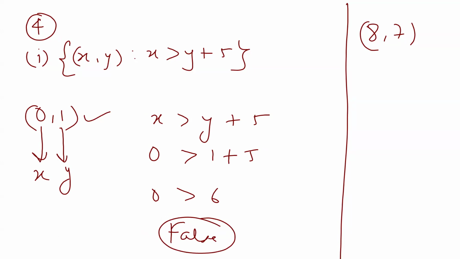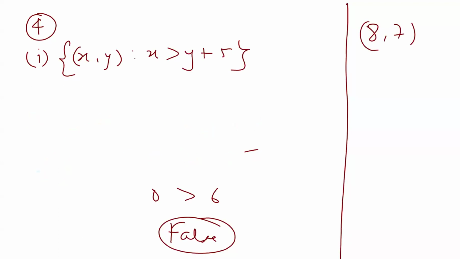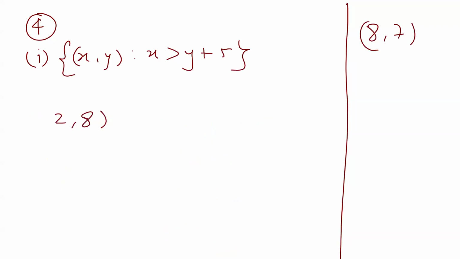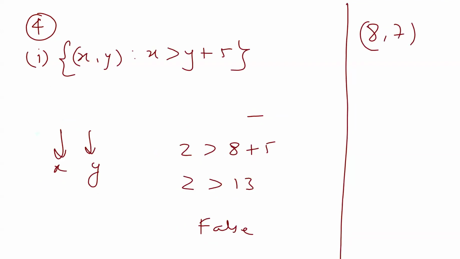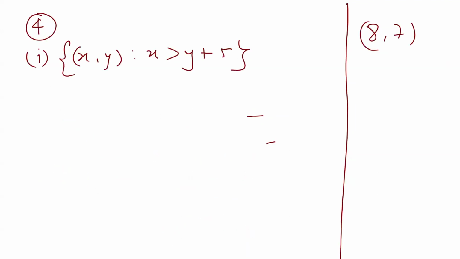The fourth one, 2 comma 8. So this is x, this is y. X is greater than y plus 5. So 2 is greater than 8 plus 5. 2 is greater than 13, which is false. I cannot include this in our ordered pairs. Then 9 comma 3.